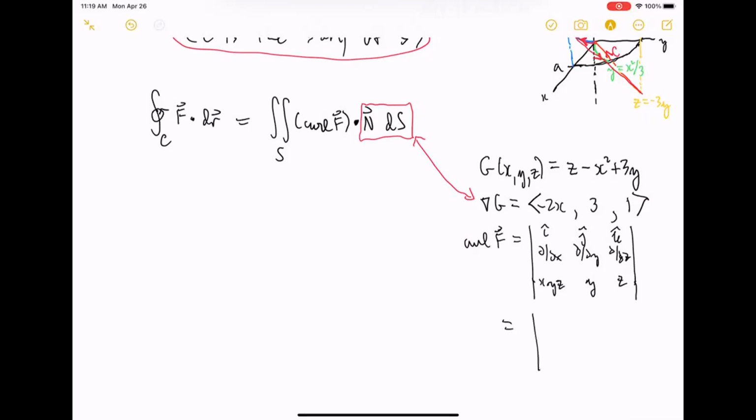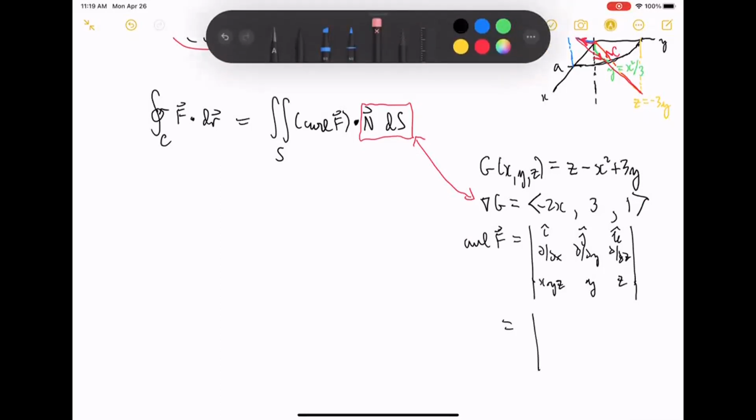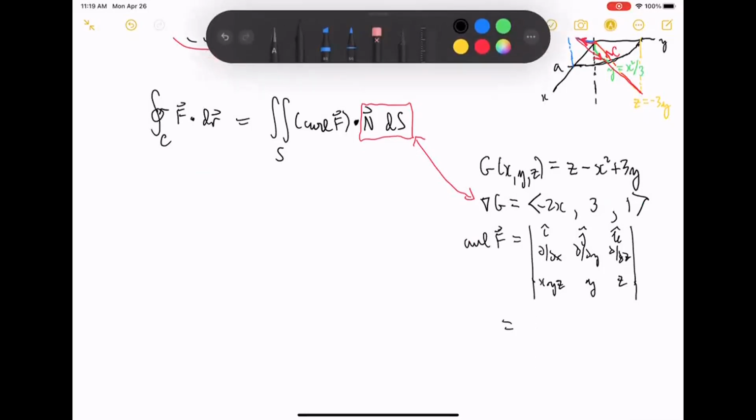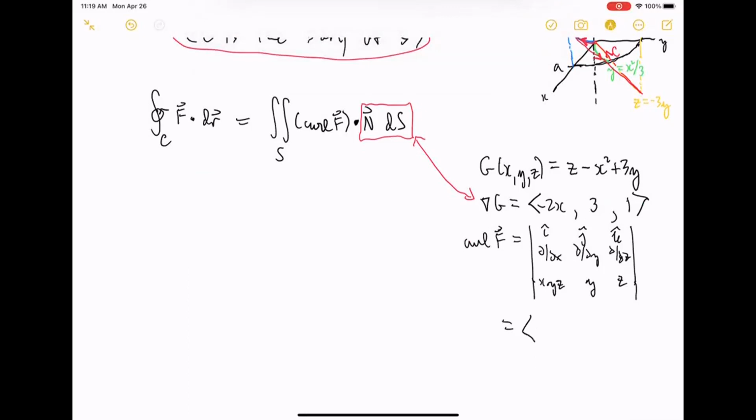All right. Let's see what happens here. Well, in the first coordinate, think about this. In the first coordinate, I cross out the first column and the first row, and I go partial y of z minus partial z of y. Hey, what are those going to be? That's going to be 0.